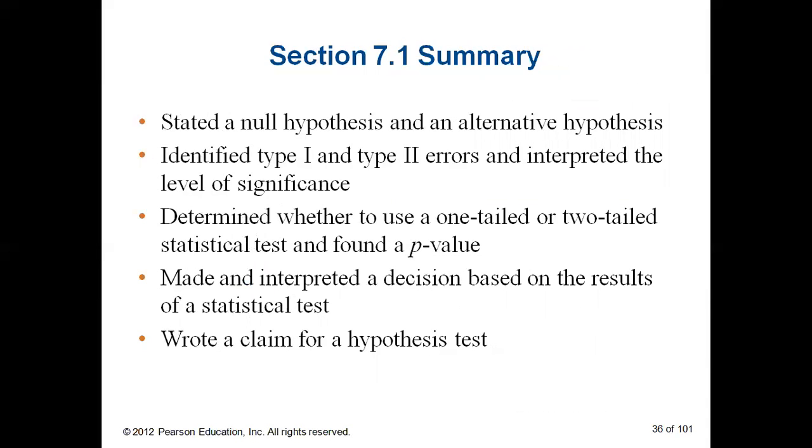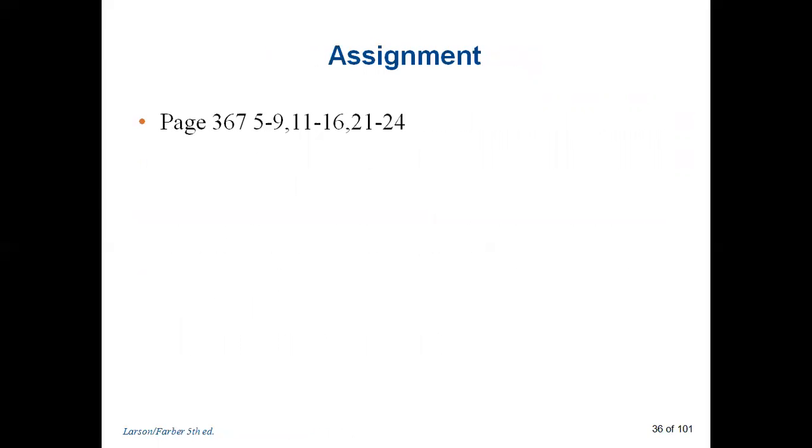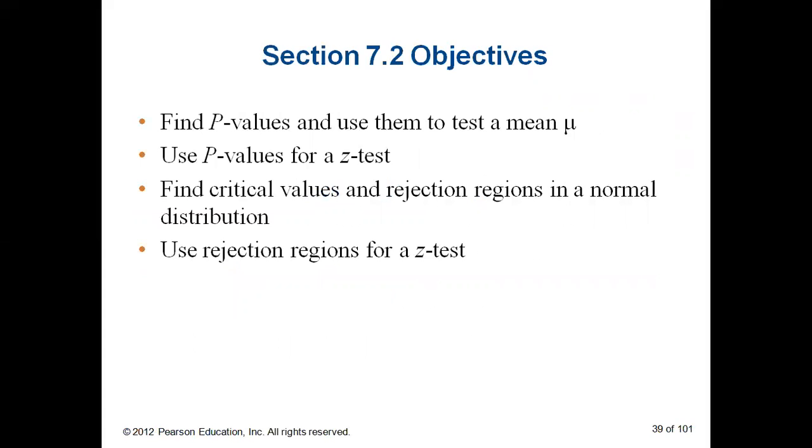We stated a null hypothesis and alternative hypothesis. Identified type 1 and type 2 errors. And next we saw how to find out one tail and two tail test statistics, and how to compute p value. Next, our objective is to find the p value and use it to test the mean. Use p value for a z test. We will study the first two topics in this.